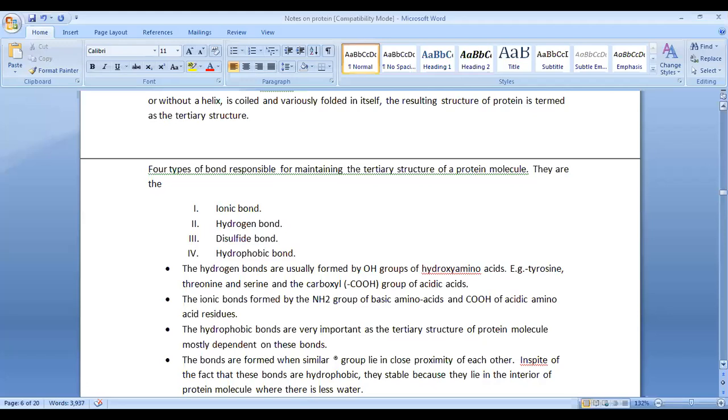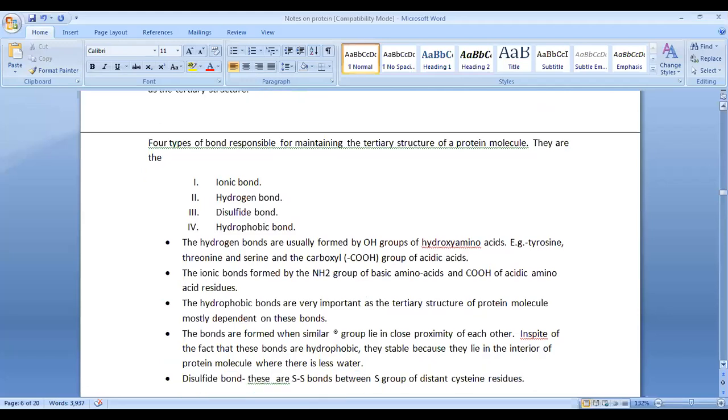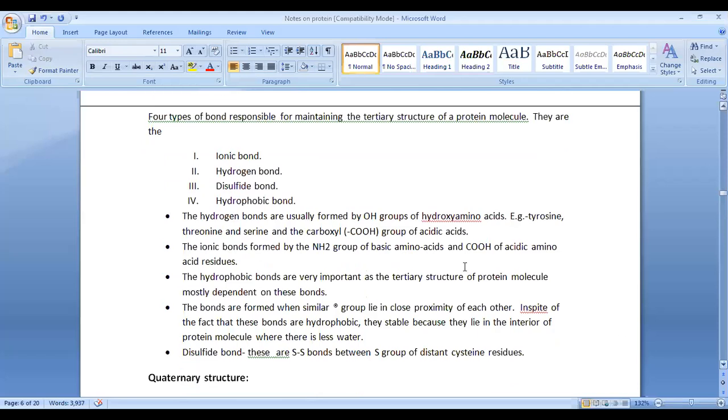Hydrogen bonds are usually formed between OH groups of a hydroxy amino acid and another carboxyl group. In the picture I showed you, it was serine and aspartic acid. Then what is an ionic bond? An ionic bond is formed between a basic amino acid and an acidic amino acid. It's a basic positive charge with a negatively charged amino acid. This bond is known as an ionic bond.